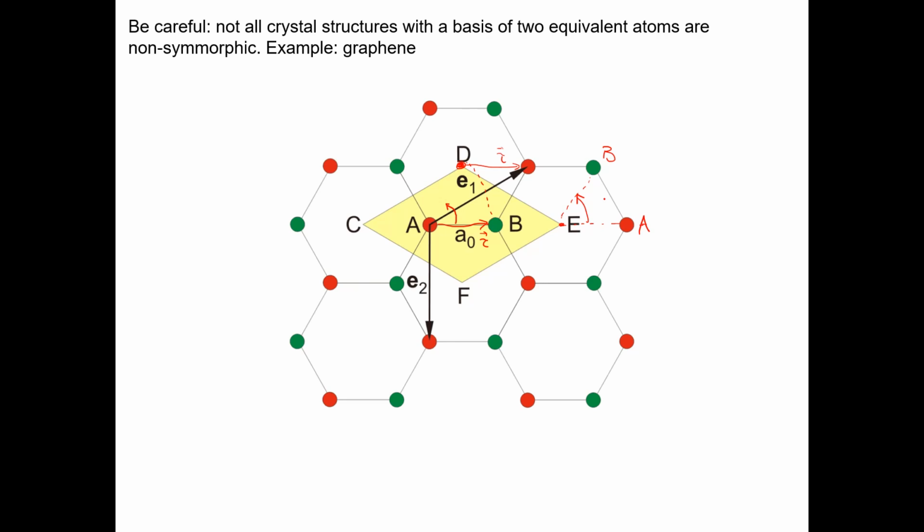It's a symmorphic structure, because you can find an origin of a coordinate system, in this case, the center of a hexagon, in which you can basically decouple all your space group symmetries into a product of pure translations and pure point group rotations, reflections, etc. Okay? So this is an important point that sometimes one needs to be careful about.